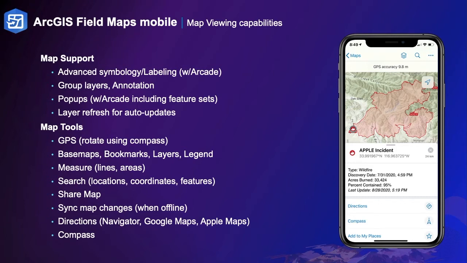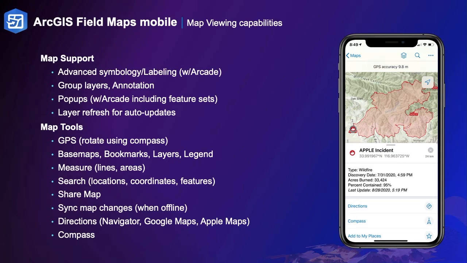release. All the map tools you would expect in a mobile mapping application are available, and there's a couple extra that you won't see anywhere else. Now, the GPS tool, you can rotate using compass or zoom to your current location. Base map, bookmark, layer, legend are all pretty basic tooling for any kind of mapping application. Now, the measure tool is fairly unique to our application, and you can measure both with lines or areas.